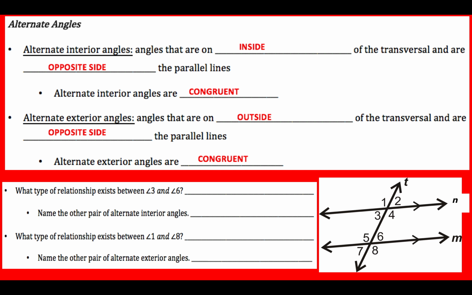What type of relationship exists between angle 3 and angle 6? Well, 3 is interior at the first intersection, and 6 is also interior at this one. So we're going to go with alternate interior angles because they change position at the intersection. Name the other pair of alternate interior angles. Well, you saw how these related to each other. We're going to go with 4 and 5.